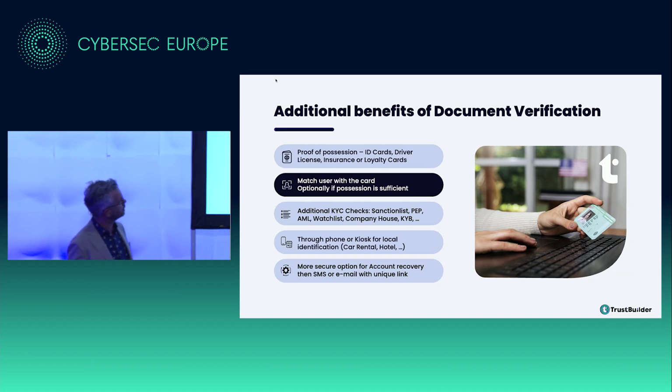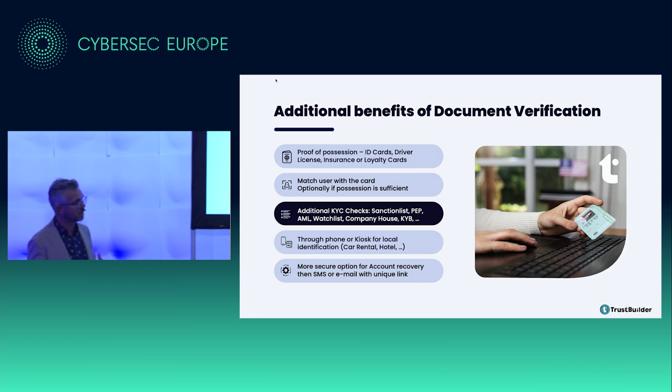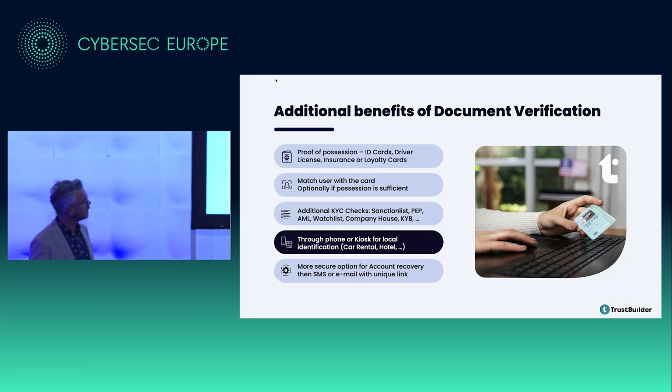So that's one example. Matching the user with the card is also something that can be used not only for official documents, but also for company cards, or those badges that you use. You can use document verification to match it with, for example, your company card, where you have a picture as well. You can have a lot of additional checks, like sanction lists, whether you can do actual business depending on the region you are in. You can use it on the mobile phone, but also for kiosks and so on.